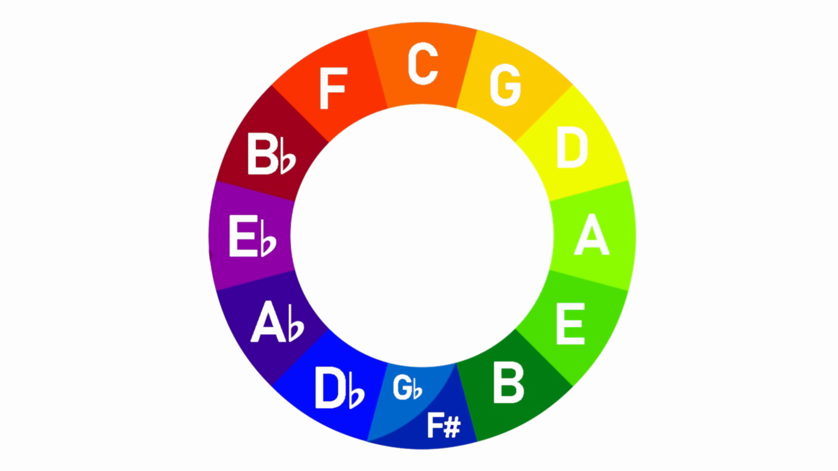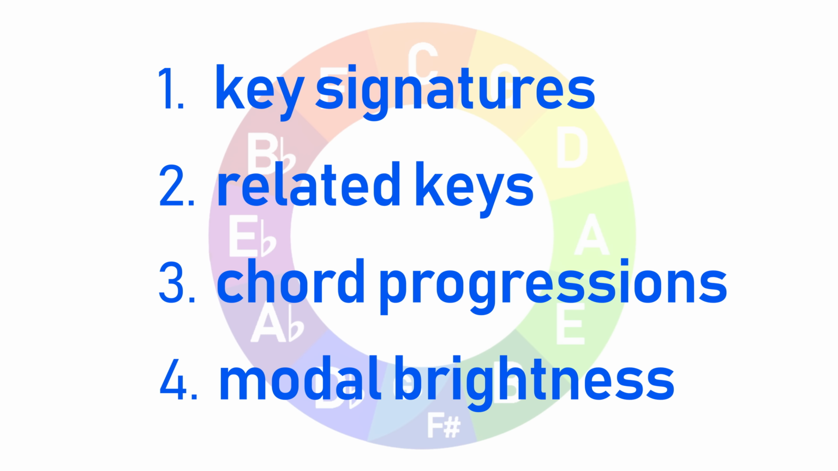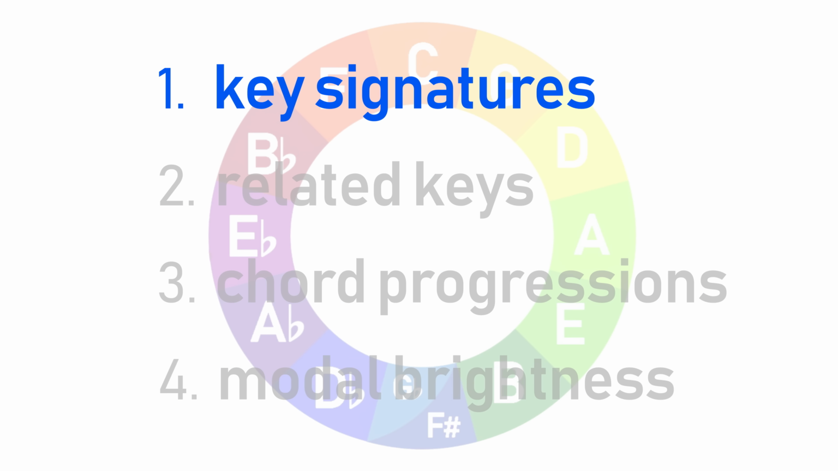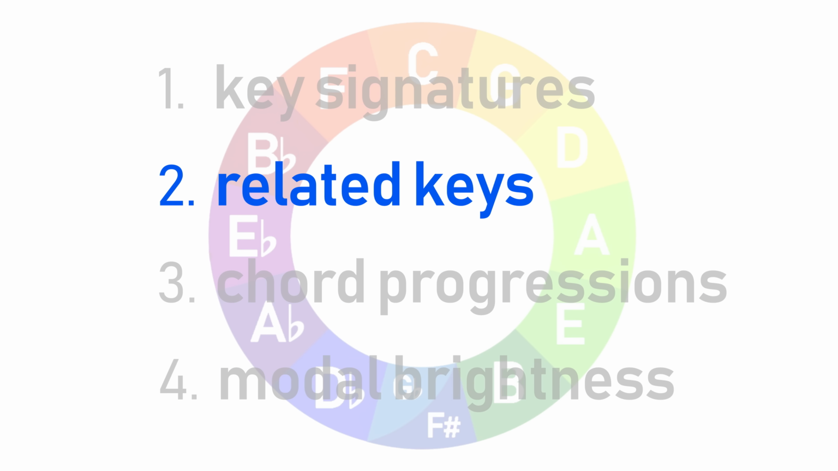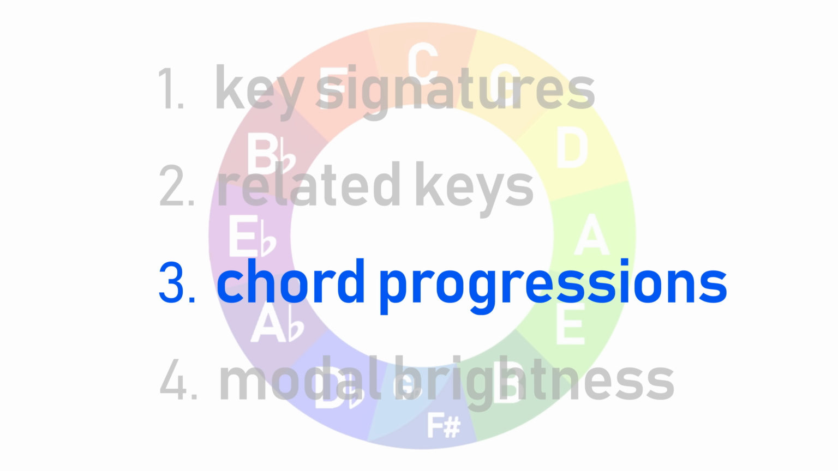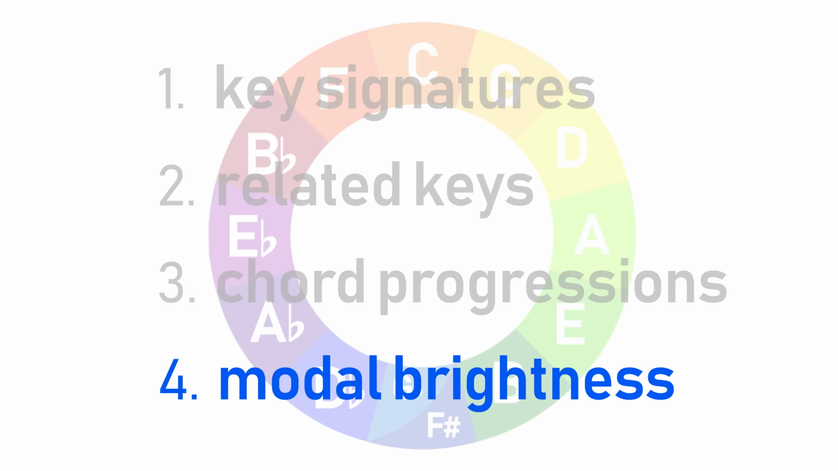The point is that once again, the circle of fifths provides this brilliant visual aid to understand how the chords in a given progression are actually related to each other. So far we've looked at how the circle of fifths can be used to understand key signatures, to see how closely related two different key centers are, and to see how closely related two different chords in a chord progression are. But a fourth use of the circle of fifths is to compare the relative brightness of different modes.